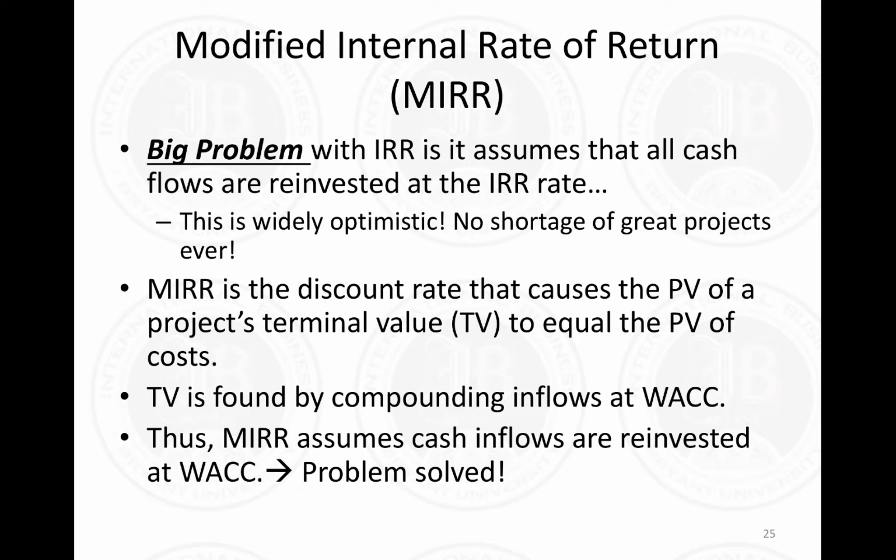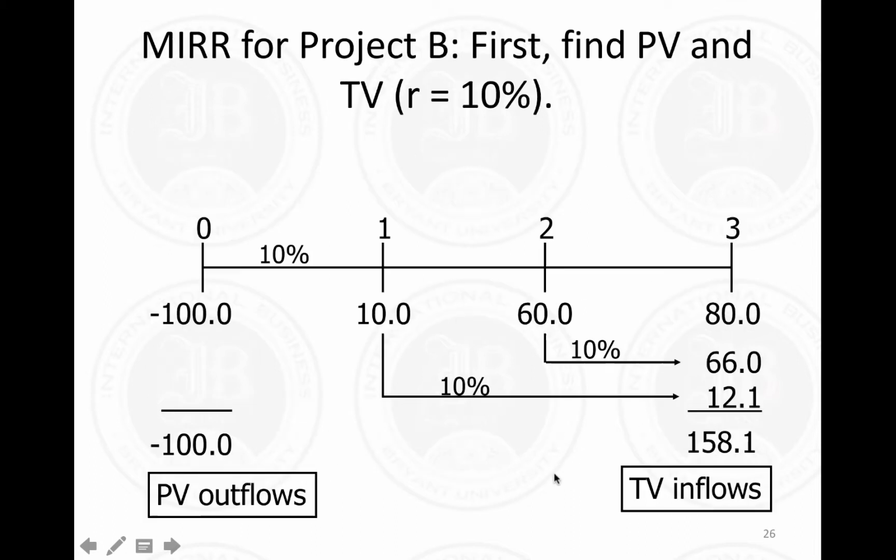So the MIRR is a different return, a discount rate that causes the present value of a project's TV, or terminal value, to equal the present value of the cost of the project. This is found by compounding the inflows at the WACC, thus solving the problem. Let's take a look at how this works.